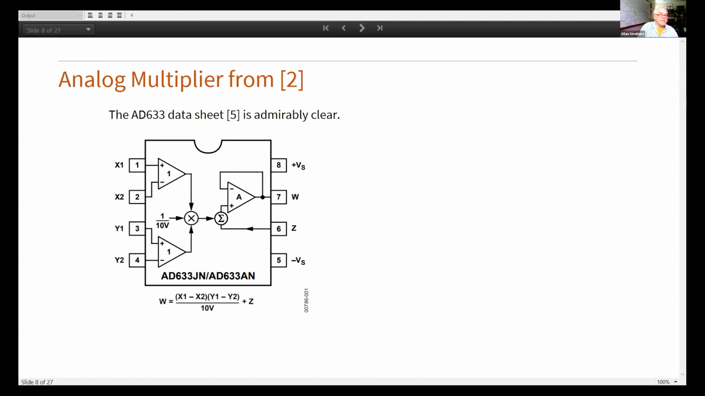But the AD633 data sheet has some technical specifications, but I just snipped a little picture from it. It's got 8 legs, plugs into that white breadboard, and 2 of them are power supplies, 9-volt batteries. And then it tells you what it does. The output voltage W is a voltage Z plus a voltage difference times a voltage difference divided by 10 volts.